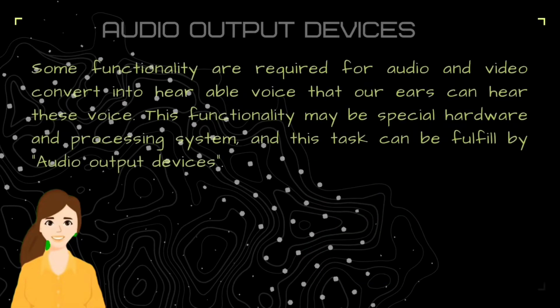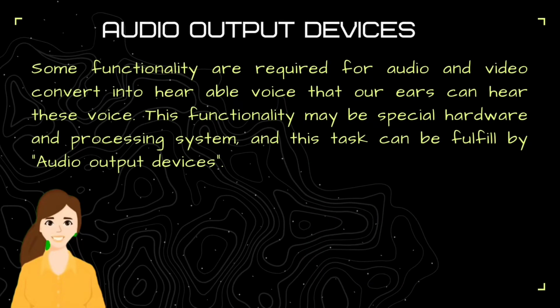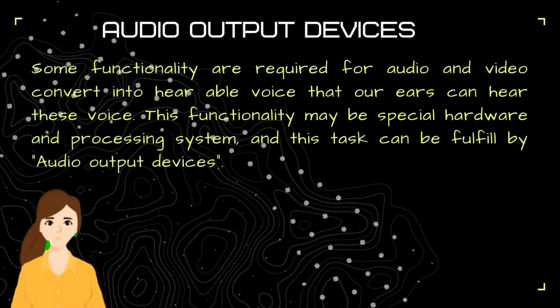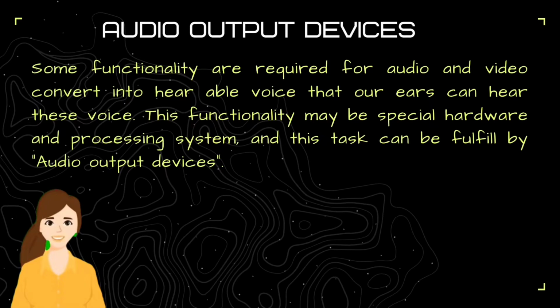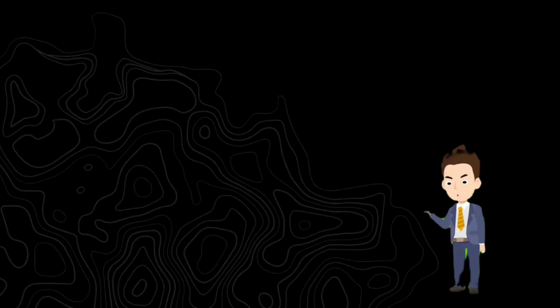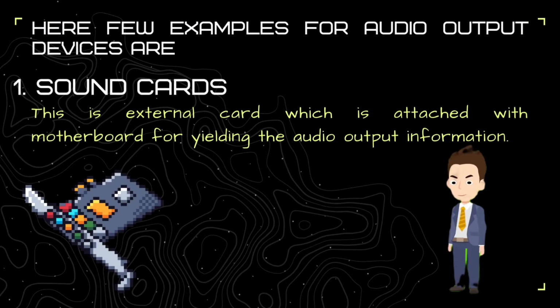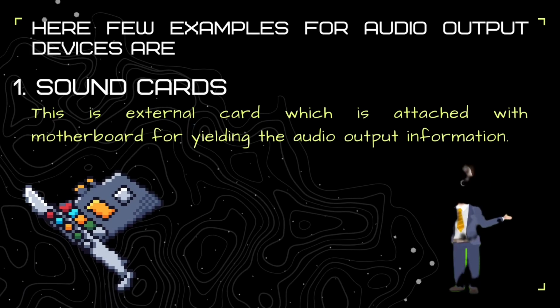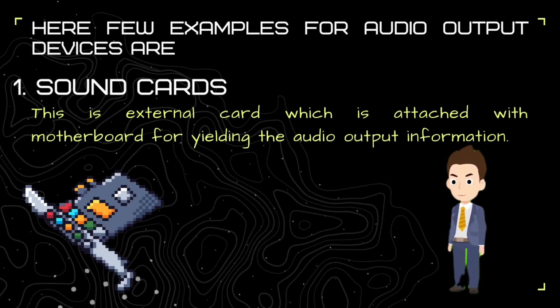Audio output devices. Some functionality is required to convert audio and video into audible sound that our ears can hear. This functionality may be special hardware and a processing system, and this task can be fulfilled by audio output devices. A few examples of audio output devices are sound cards. This is an external card attached to the motherboard for holding the audio output information.